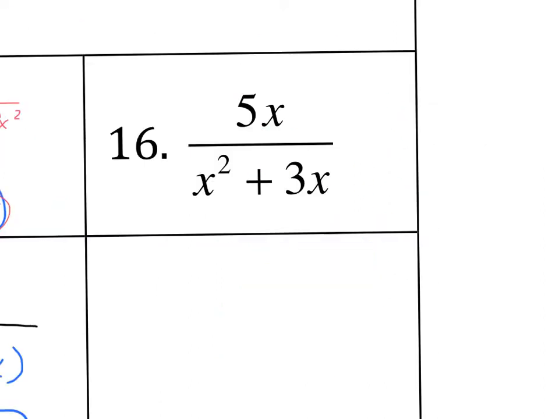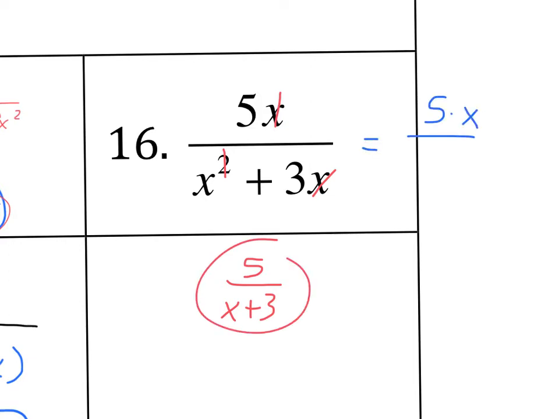On number 16, we can drop out an x from here and an x from here, and I'm done: 5 over x plus 3. Alternatively, it looks like this: 5 times x over x times x plus 3. Now that everything's factored, I can divide x by x as 1.